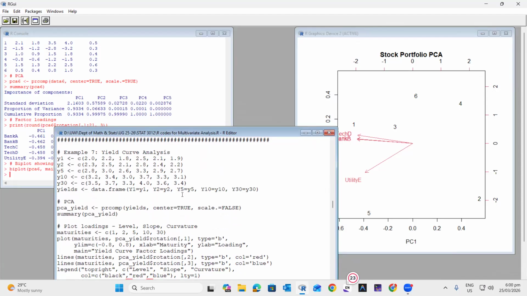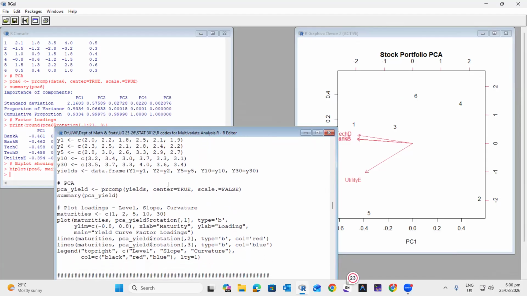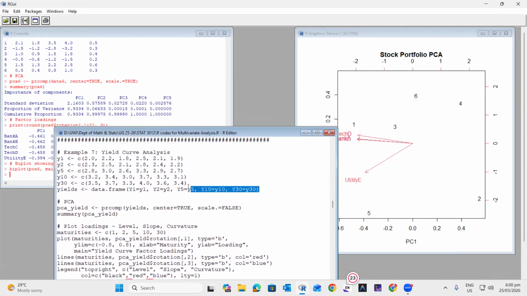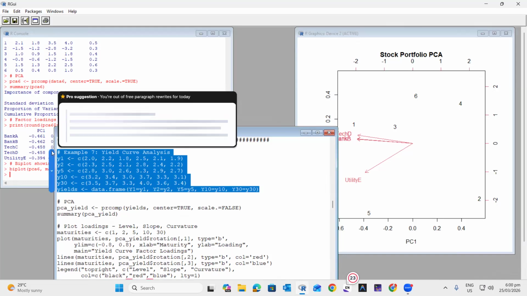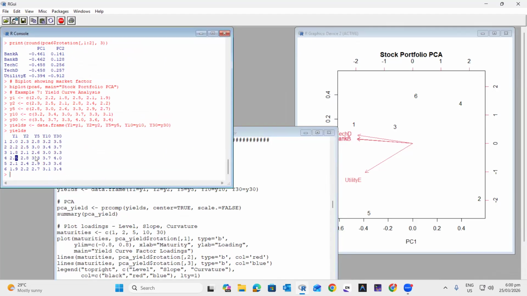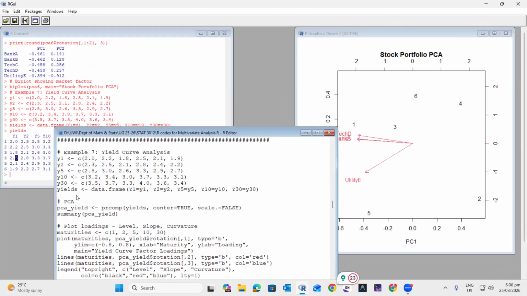So in that one, we have the yields: y1, y2, y5, y10 and y30. So different yields are there. That we are going to store in the data frame, and we will run it and check our data frame, that is correct. Now we will check the PCA, the principal component analysis, on the yields.